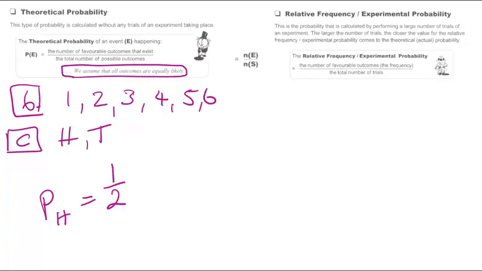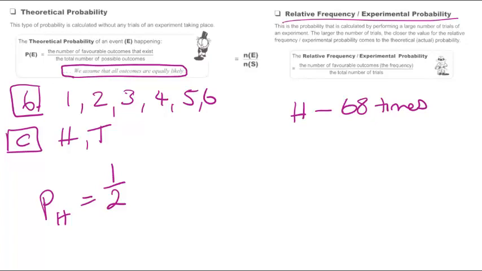If I gave you data and I said I tossed a coin 1,000 times, and when I did that, I got heads, let's say I got heads 68 times out of 100. Okay, so not 1,000, 100. What is the probability of me getting tails? That could be a relative probability question.